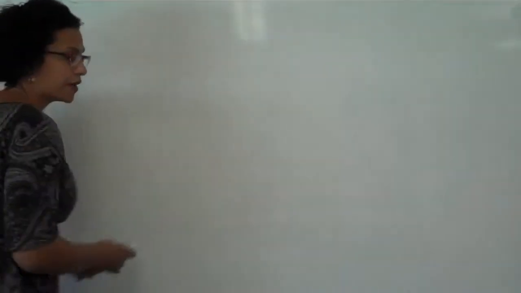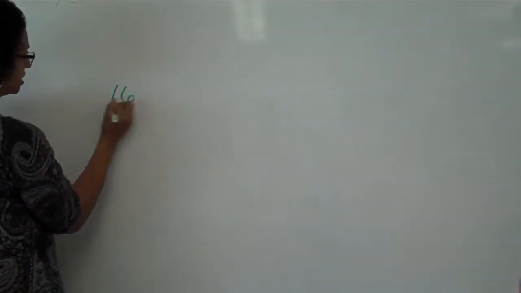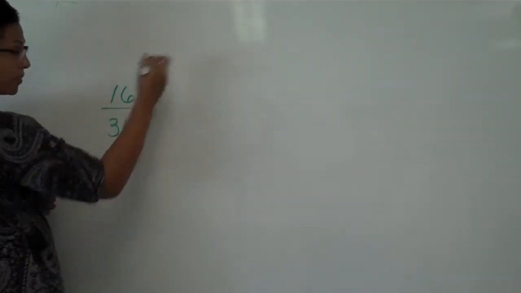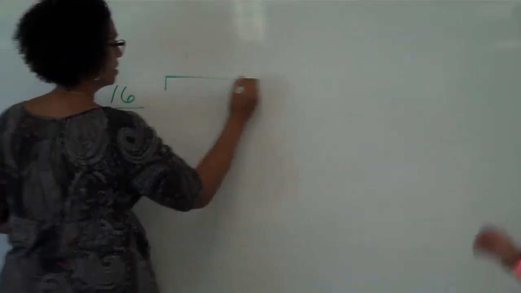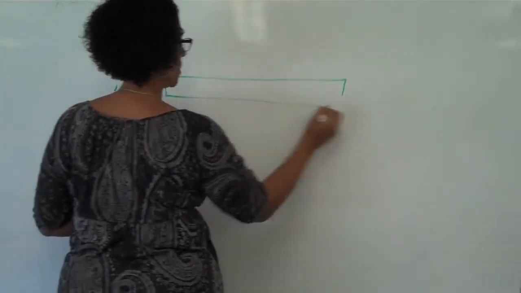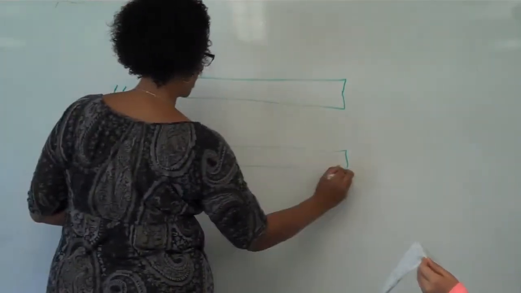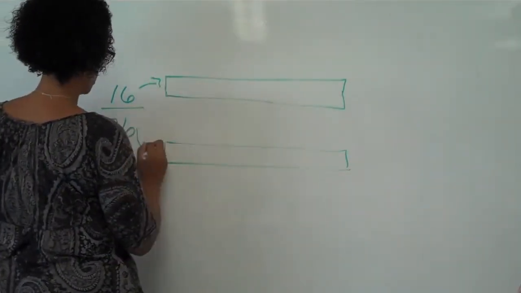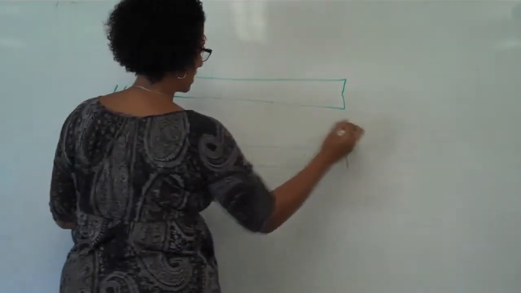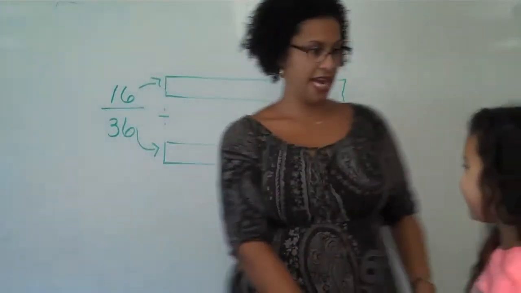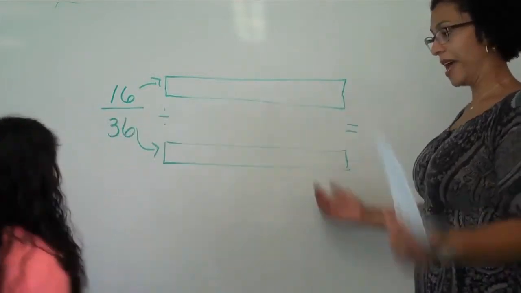I'll write the fraction for you. What is it? Yep. 16/36. This should be good. Do you want me to draw all this stuff? Yeah. Okay. There's our box for our factors of 16, our box for our factors of 36. You can draw those little arrows, and we're going to divide by something, and it's going to equal something. Are you ready?